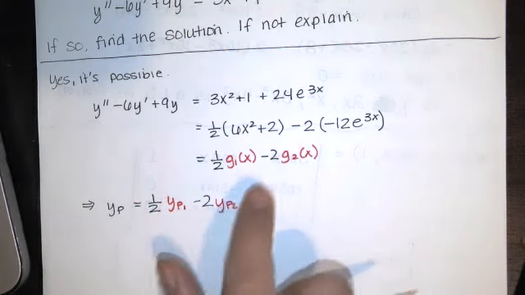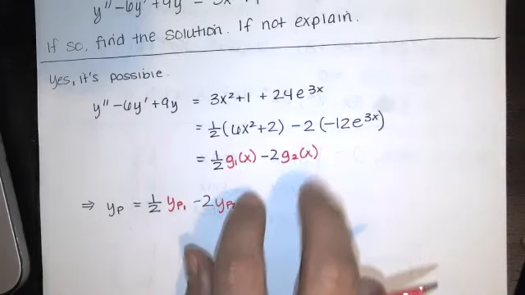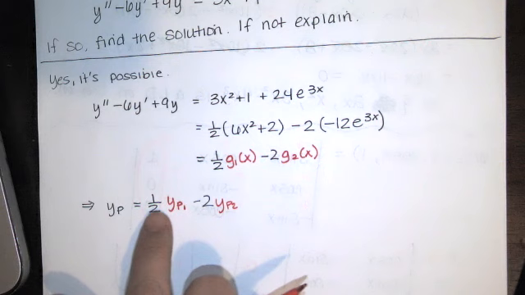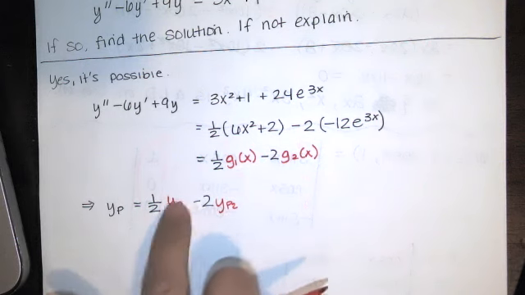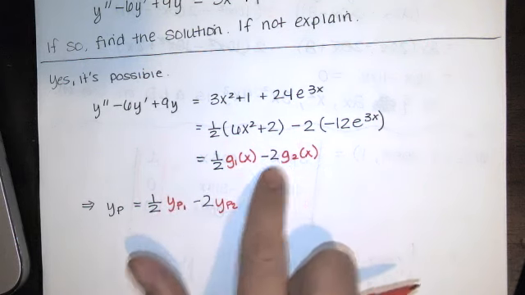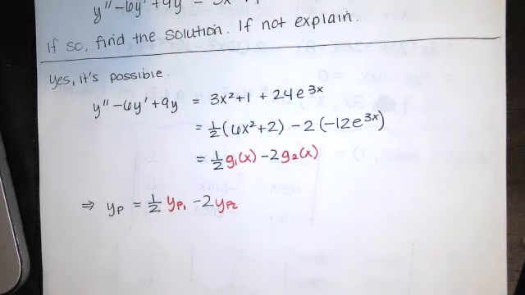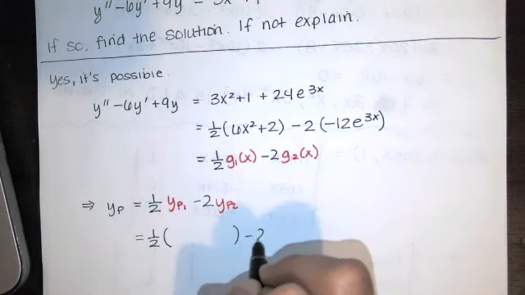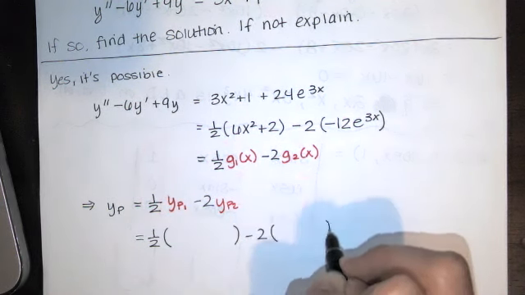And then if I want the solution for this combination, where both of these are added or subtracted on the right-hand side, well, I just take 1/2 of the solution that goes with that g1, and I subtract 2 times the solution that goes with g2. So if I substitute those in, this is what I get.